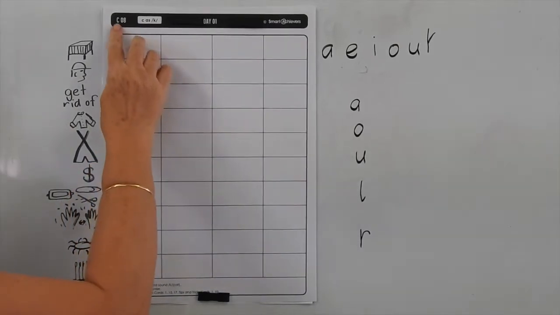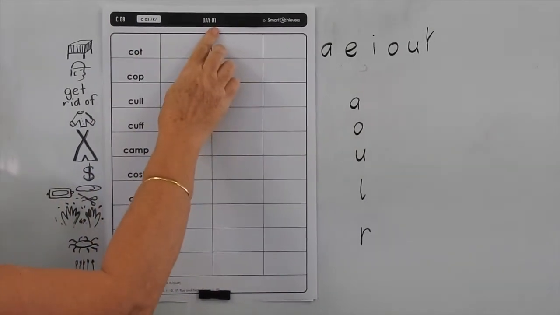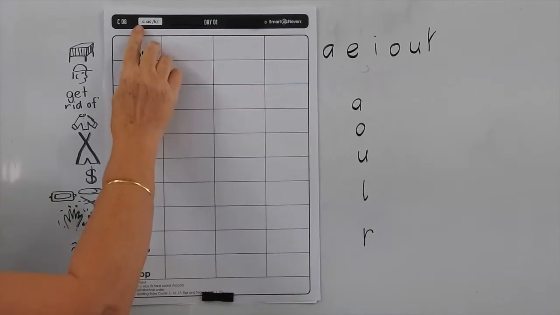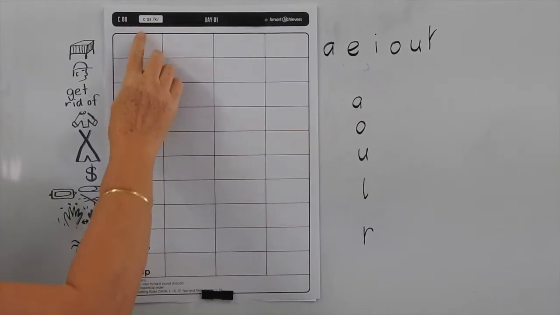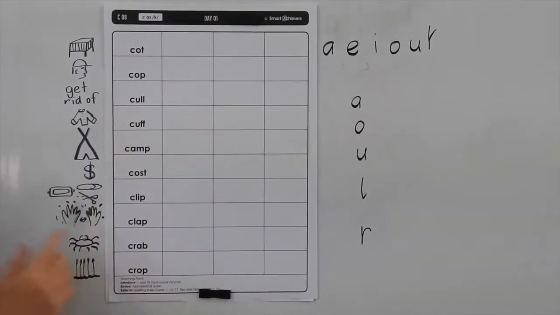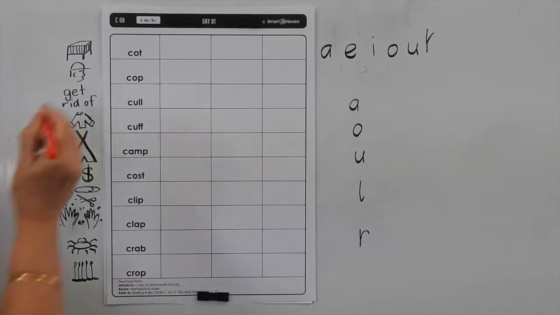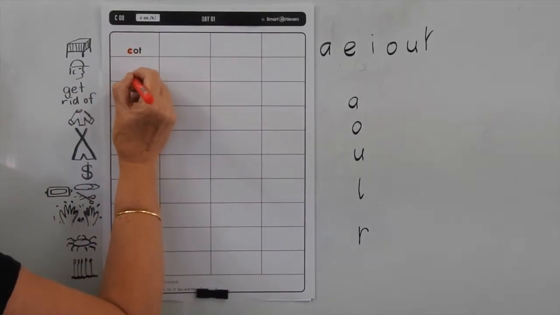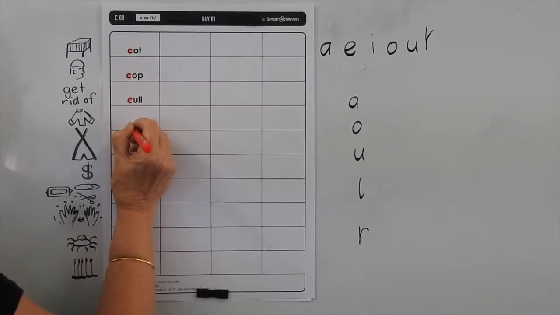In all of these words in C8, day 1, we're learning about when to use the C for the kut sound. So you can see in all of these words we have used a C. So let's colour in that letter C for the kut sound.